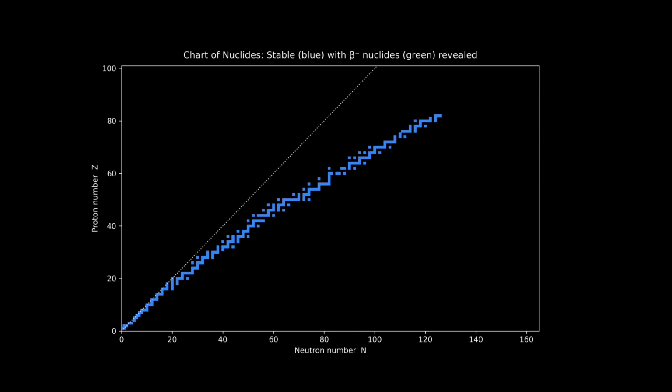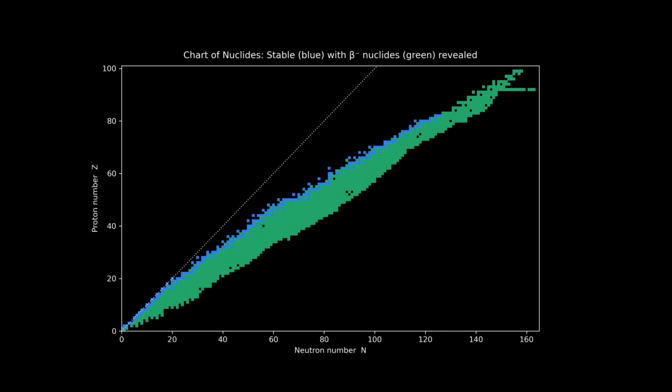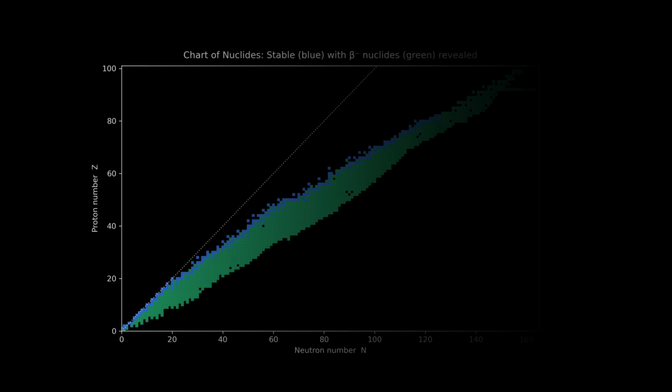And again, we can understand why this process is favourable by looking at the NZ plot. If we highlight the locations of all nuclides that undergo beta minus emission, they tend to lie on the neutron-rich side of the stability band. And by undergoing beta minus decay, they trade a neutron for a proton, moving closer towards the stability line.